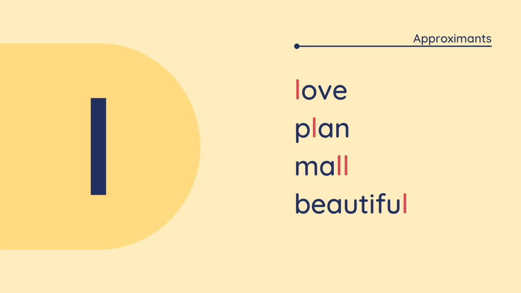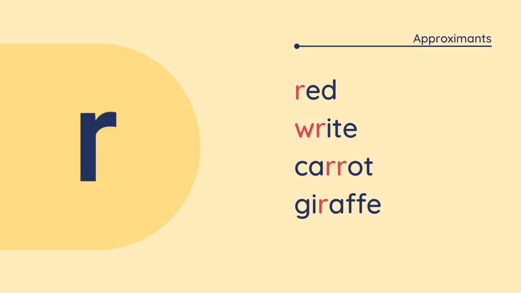Then we have consonant sound l, as in love, plan, mall, and beautiful. We also have consonant sound r, as in red, right, carrot, giraffe.